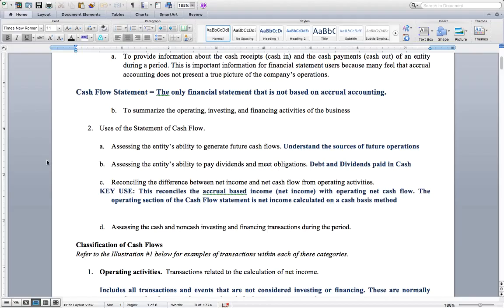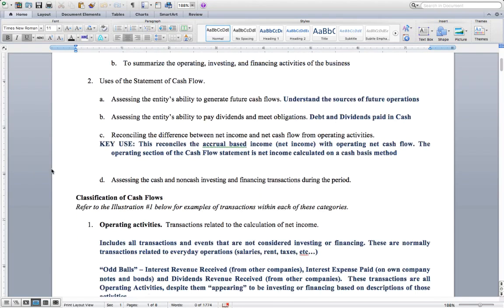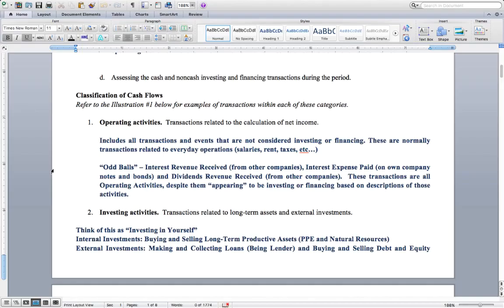It reconciles the difference between net income and net cash flow from operating activities. We will discuss this more throughout the chapter, but essentially when you're calculating the net cash flow from operating activities under the indirect method, you will start with net income and then you will back out balances and add balances to get to the operating net cash flow balances. And then lastly, assessing the cash and non-cash investing and financing transactions during the period.